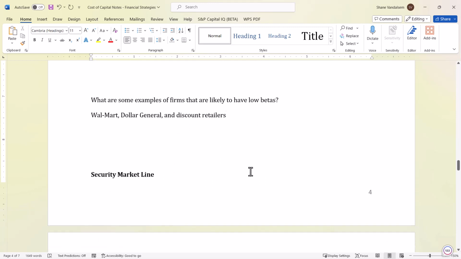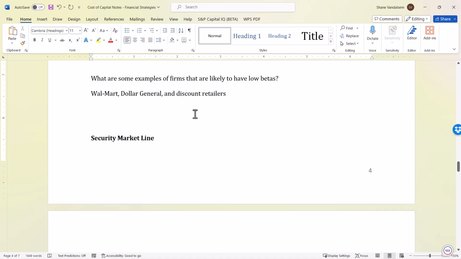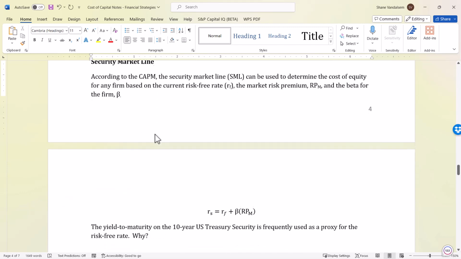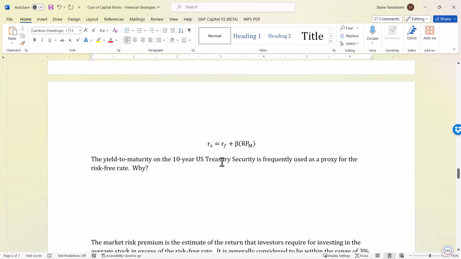So the end result of this is that we have the security market line, which is used in the capital asset pricing model to determine what the required rate of return for an investment should be. What the security market line says is that the cost of equity should be equal to the risk-free rate plus the beta for the firm multiplied by what's called the market risk premium, or RP sub M. So what we do here is we take the risk-free rate and we add to that the beta multiplied by the market risk premium. So we'll start here with the risk-free rate.